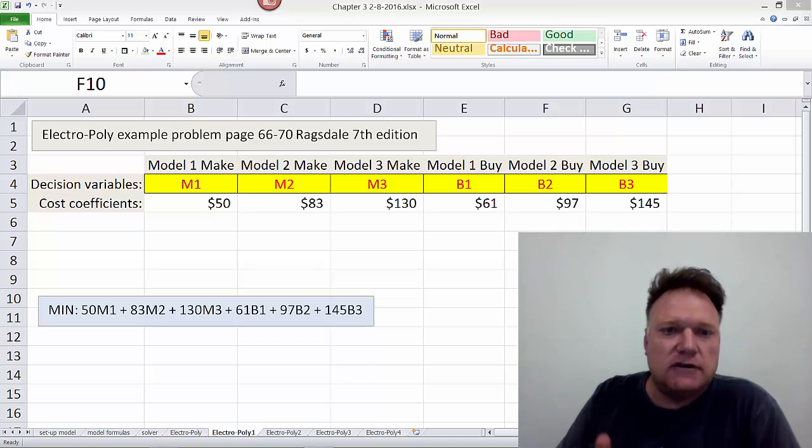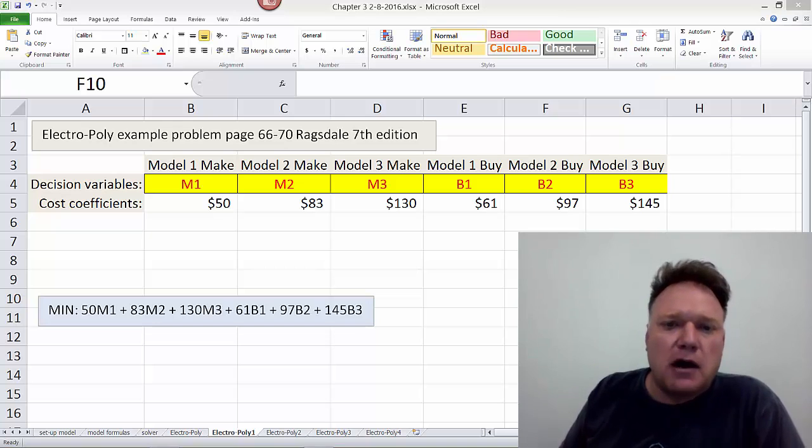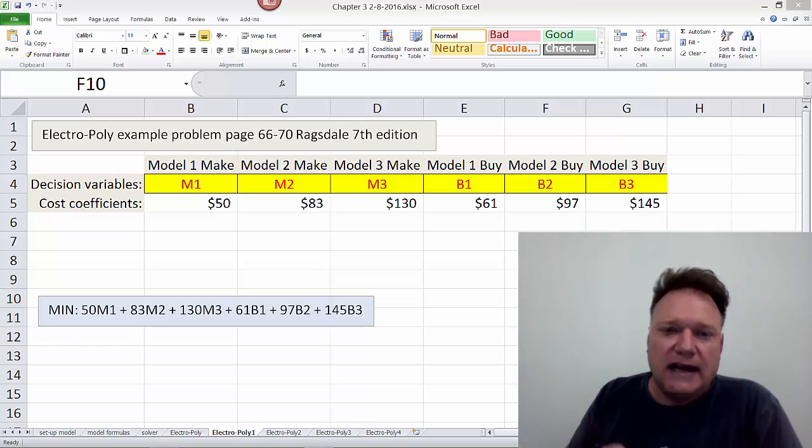I've got each decision variable in a different column. So I have model 1 make, model 2 make, model 3 make, and then I have model 1 buy, model 2 buy, and model 3 buy. So this make or buy problem, even though I only have 3 models, I need to have 6 decision variables because there's a different cost associated with each one. Each one is a different decision.